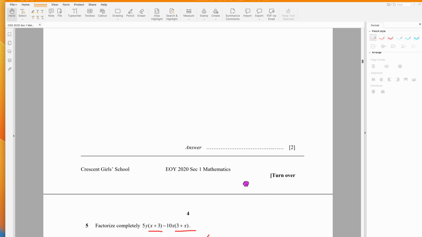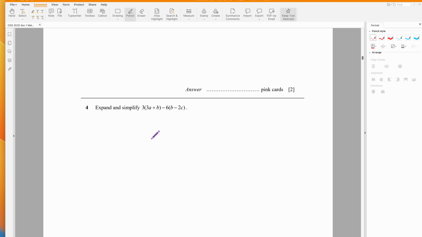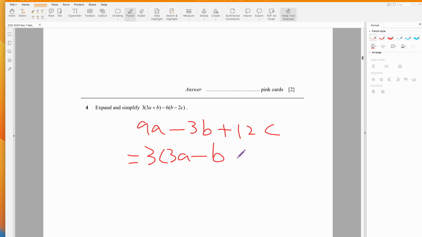Open up. You need to simplify. Plus minus is minus. Which one do I need to simplify? The plus minus. So it's minus. Then you take out the common factor 3.